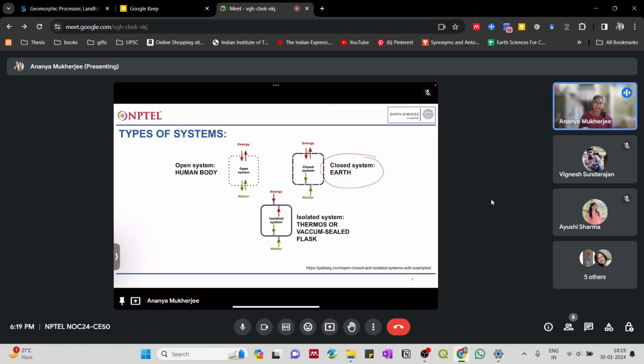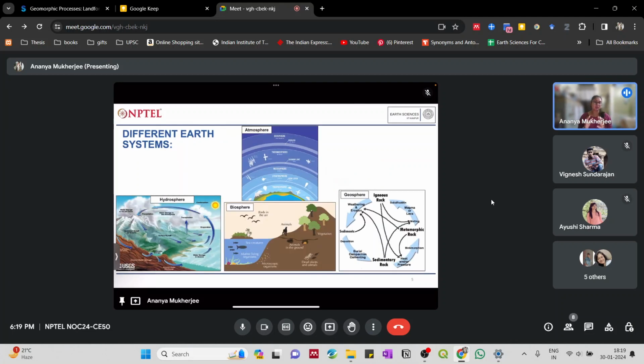Now, as I said, Earth system as a whole is a closed system, but Earth system itself is made up of different individual systems. You have systems, or you can also call them different spheres. One of the spheres, as we know, is the atmosphere.